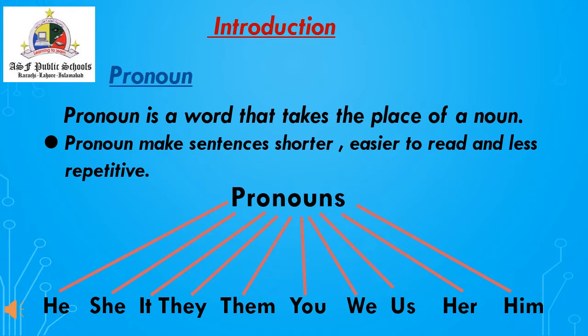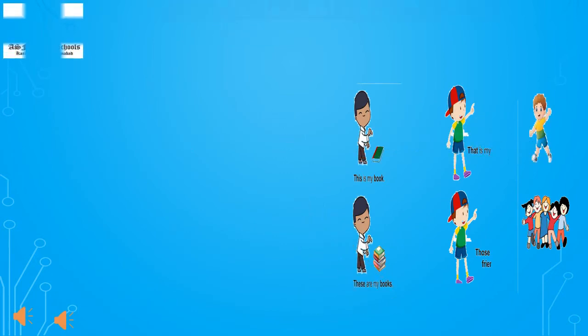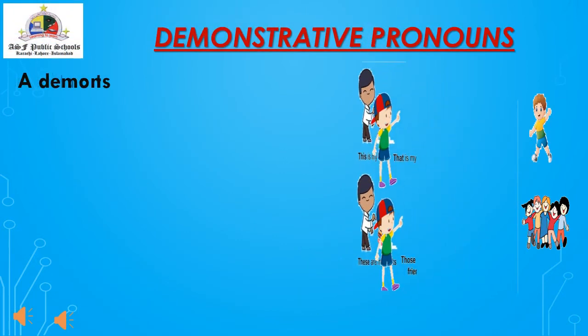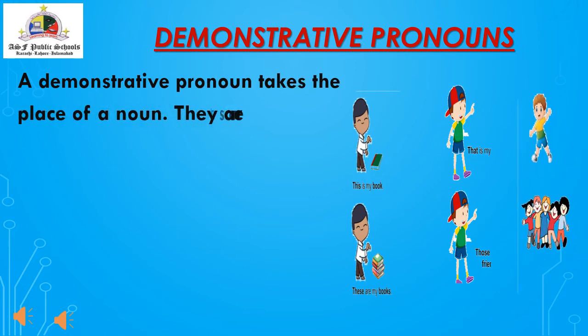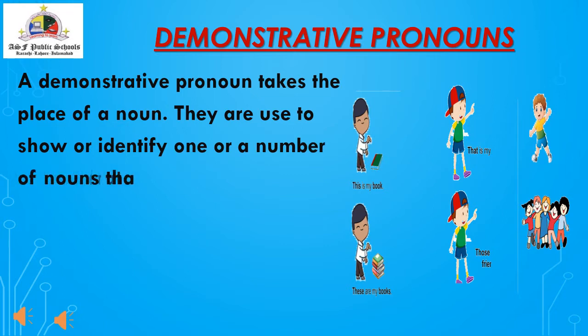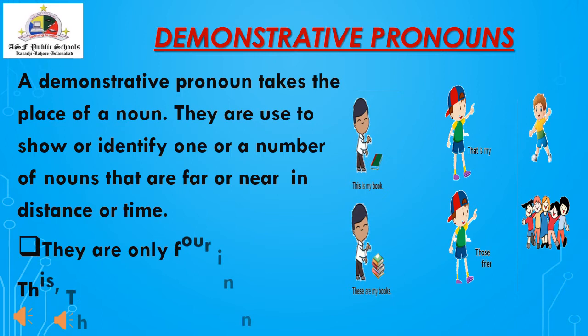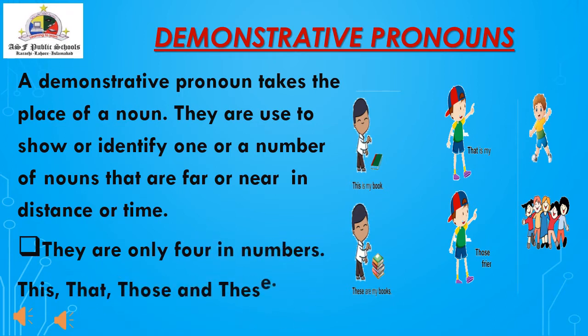And the demonstrative pronoun is a type of pronoun which we use in place of a noun. So let's learn what is demonstrative pronoun. A demonstrative pronoun takes the place of a noun. They are used to show or identify one or a number of nouns that are far or near in the distance or time. There are only four in numbers: this, that, those and these.